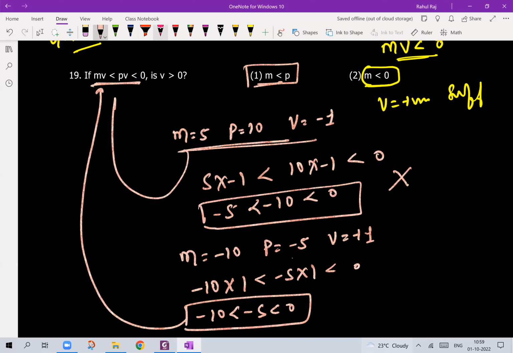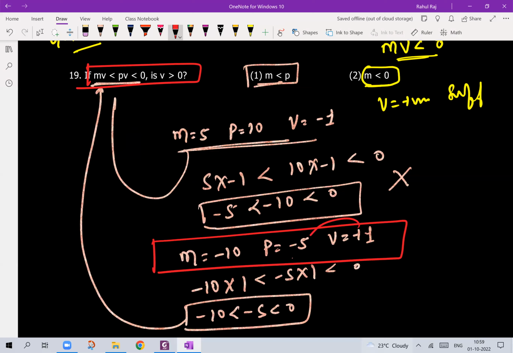So for this statement to hold true, these are the only values that we can take, where M is negative, P is negative, and V is positive. So option number 1 says that V is positive.